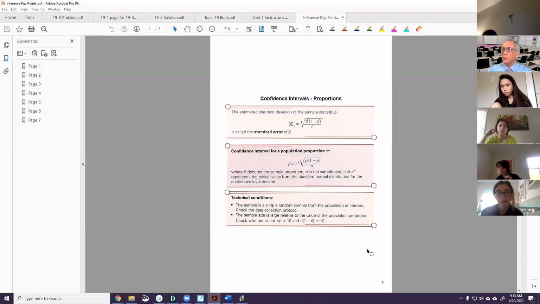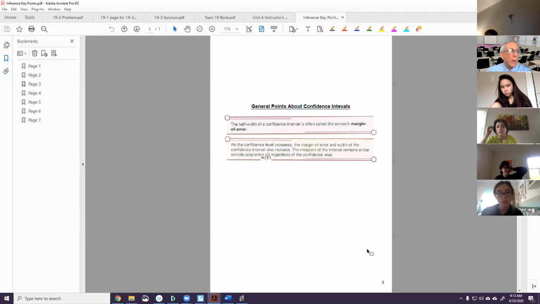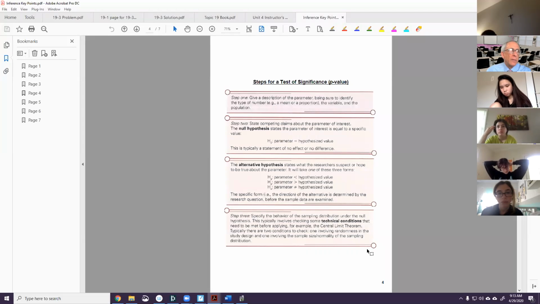So if I come back to this inference key points, I broke it up into what I thought were pretty logical sections, and these are the key things that you really need to know. Confidence intervals for proportions, got a little page there. Confidence intervals for means, got a little page there. It gives you the key formulas and the key conditions that you need to know. Then I got a couple general points about confidence intervals, mainly dealing with margin of error. And then tests of significance for p-values.